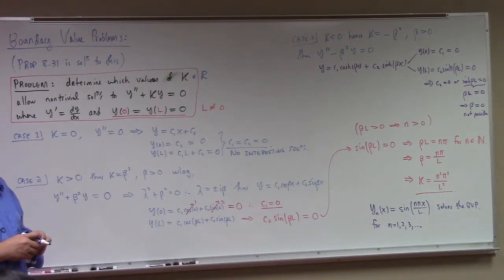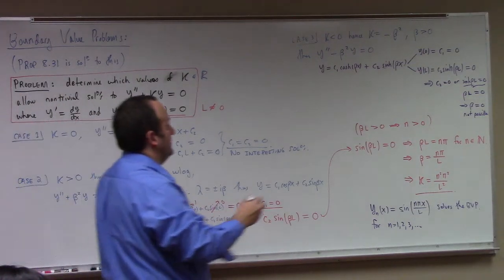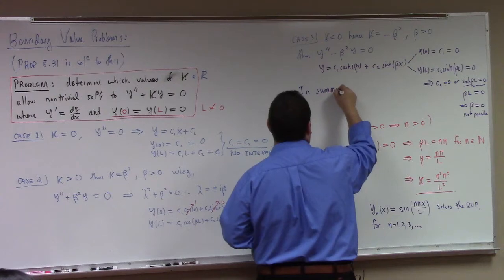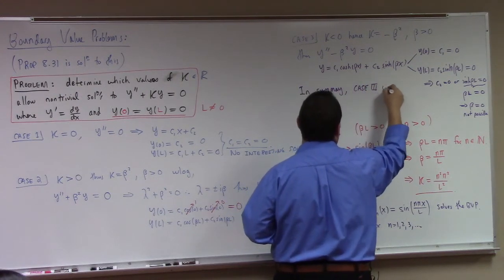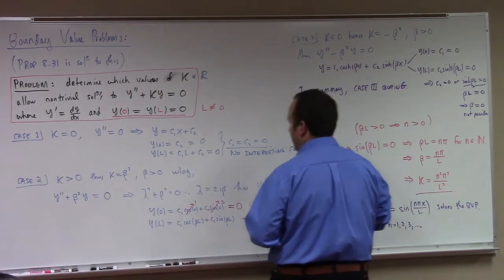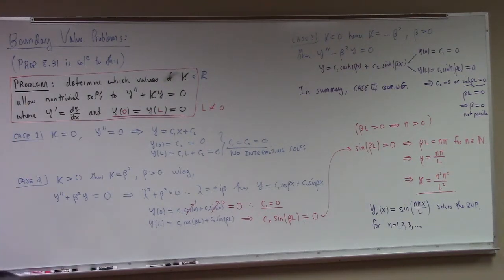So what am I saying? In case 3, there is no interesting solution again, in summary. Case 3, boring. So case 2 is where it's at, and that's where the solution of sine n pi x over L is found. So this is one problem that arises.